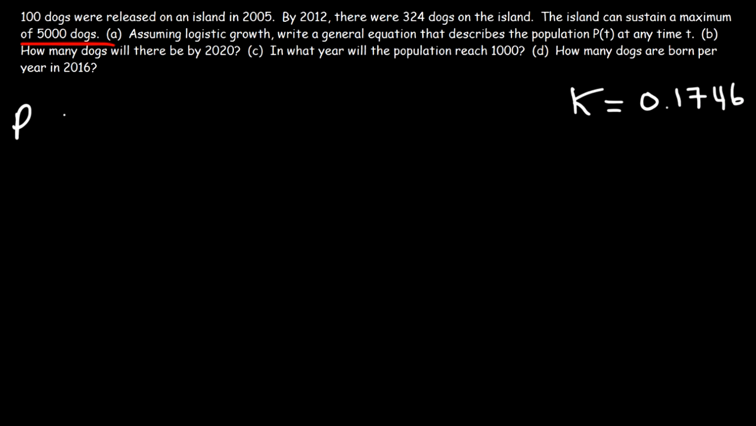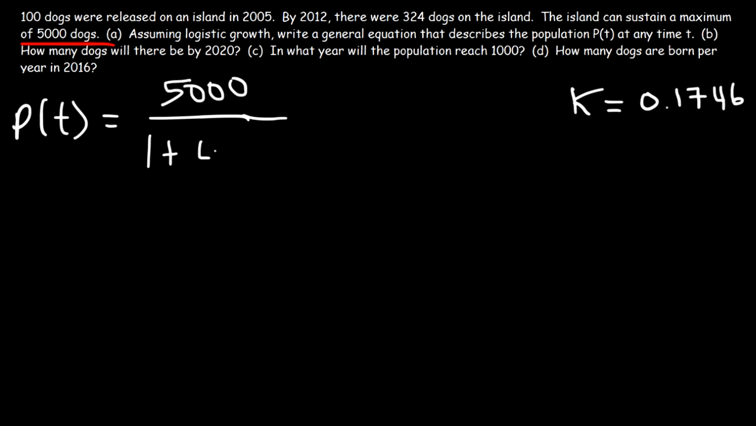So P of t is equal to L, which is 5,000, divided by 1 plus B, we know B is 49, times e raised to the negative kt, or negative 0.1746 times t. So this will give us the population at any time t.